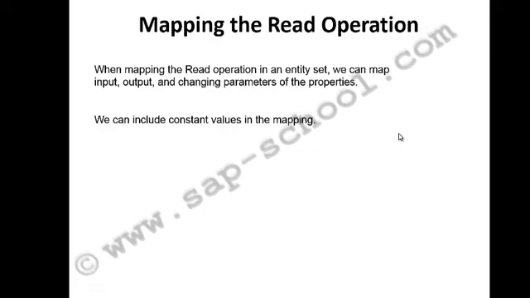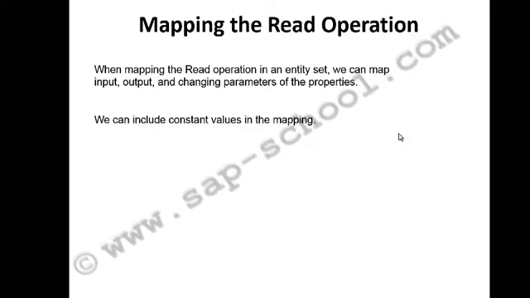Now let's move to mapping the read operation. When mapping the read operation in an entity set, we can map input, output and changing parameters of the properties, and we can also include constant values in the mapping. We can use the propose mapping button again to automatically generate and display the available mapping relations between the properties of the entity set and the parameters of a data source.